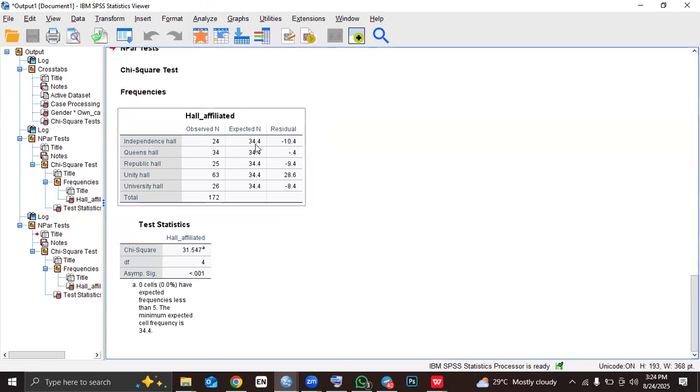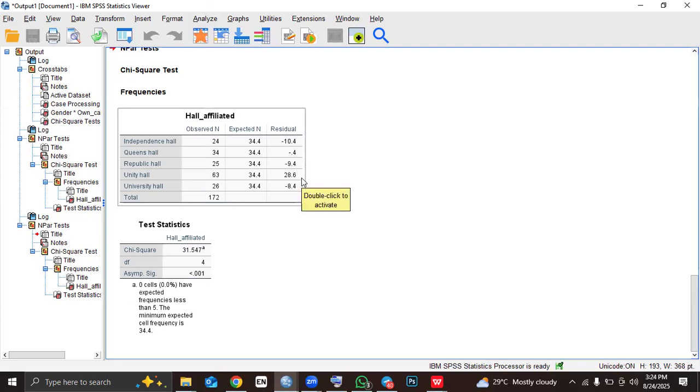The same goes for Queen's Hall. We can see that in Queen's Hall, we expected 34.4, but we ended up observing only 34. So there's a residual of negative 0.4, meaning that we had fewer students going into Queen's Hall than what we expected. The same goes for Republic Hall. We have a residual of negative 9.4, which means that fewer students entered Republic Hall than was expected. But the story is different for Unity Hall.